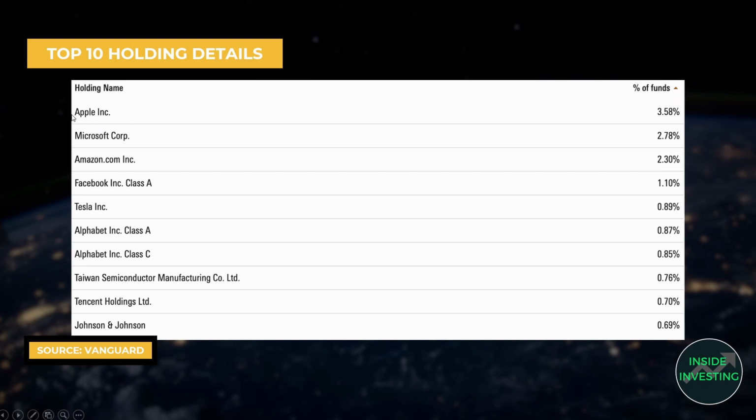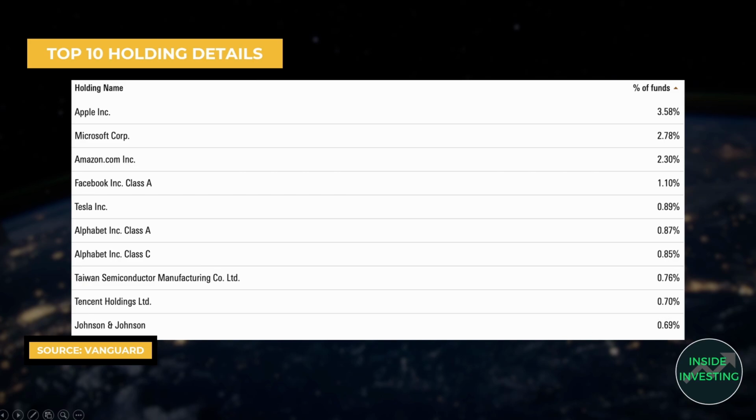So what we see here is mainly that Apple, Microsoft, Amazon and Facebook are all included in one of the top percentage. So these companies are heavily included in this tracker. If we then look at the companies down below, we also see Tesla included, Alphabet, which is of course the mother company of Google. We then see the semiconductors of Taiwan, we see Tencent Holding and Johnson & Johnson.